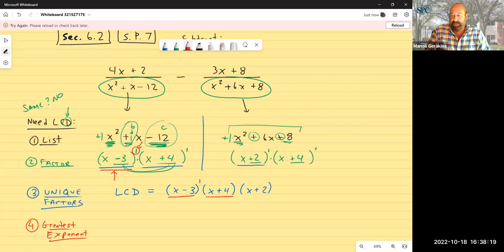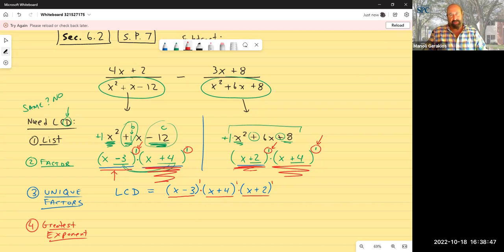Then we're looking at x plus 4. X plus 4 does appear in both denominators, so I compare their exponents, but they're both the same. They're both 1. Neither one is greater than the other. So I just grab a 1 from either occurrence and put it on the x plus 4 that's in the LCD calculation. Then finally, x plus 2 only appears once in the second denominator, whatever its exponent is, which is a 1. We need all of it. Okay.